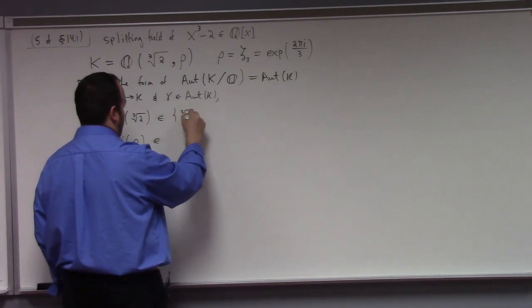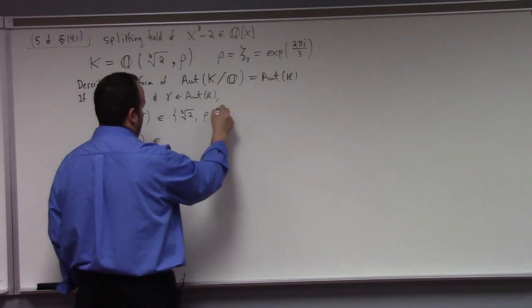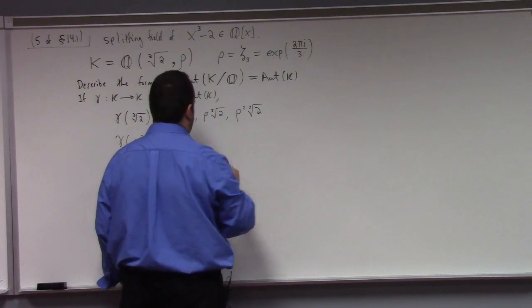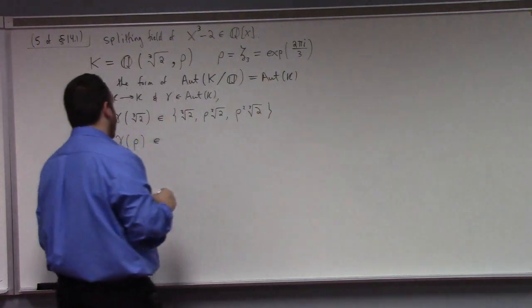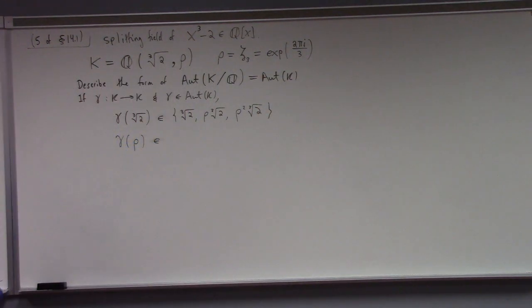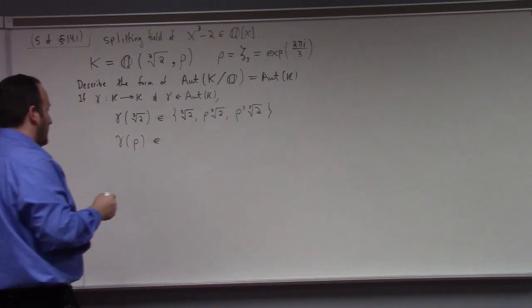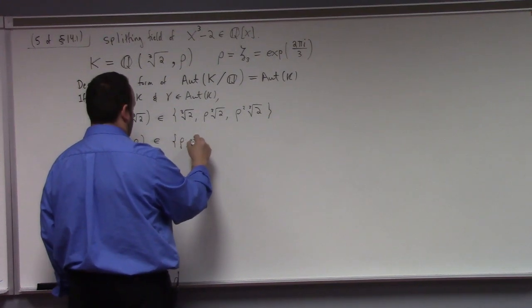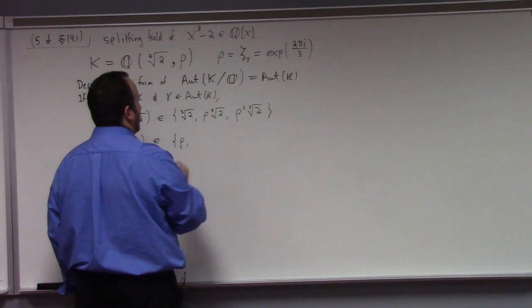I mean, it's either the cube root of 2, it's rho times the cube root of 2, it's rho squared times the cube root of 2. I mean, them's your choices. All right. On the other hand, rho has to be sent to either, well, rho or what else? Am I doing this right?